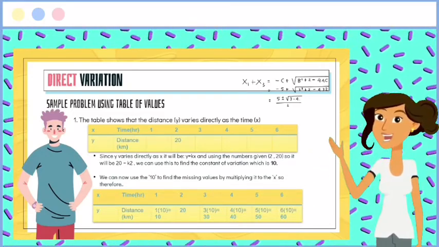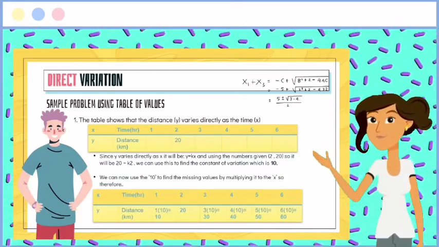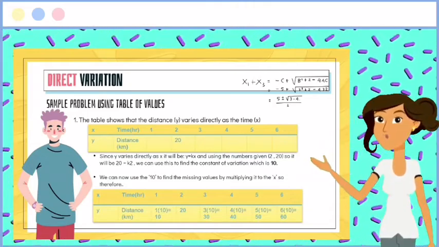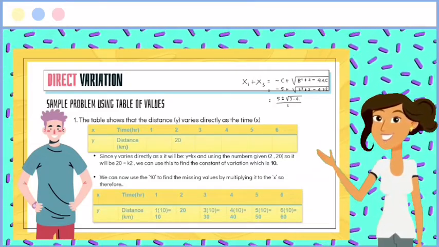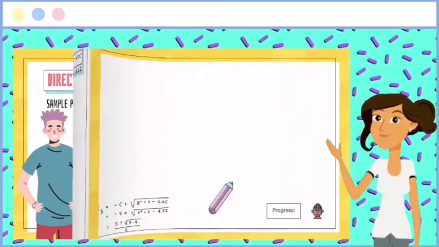Once we have our constant of variation, all we have to do now is to just multiply it to the other variable to find the other missing numbers. So the missing numbers are 10, 30, 40, 50, and 60.